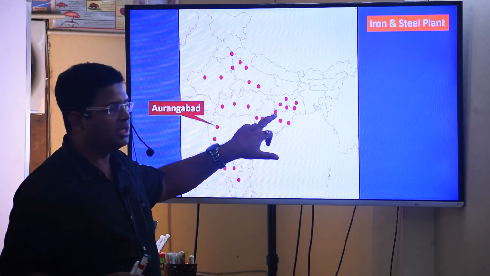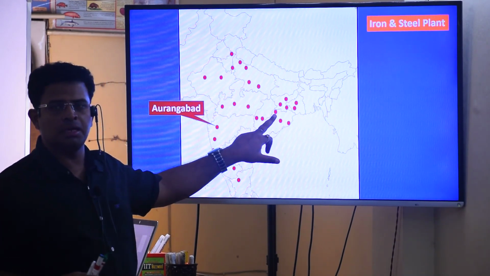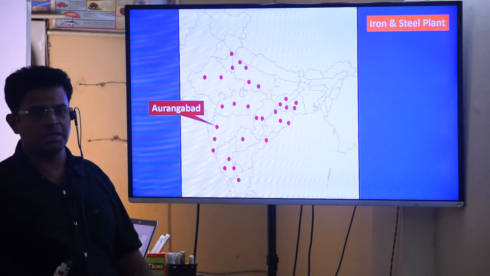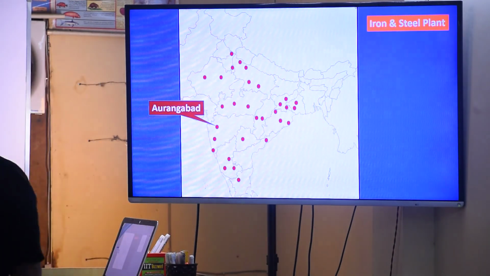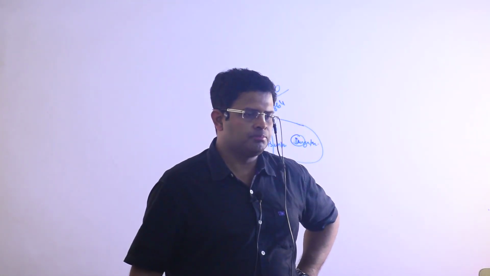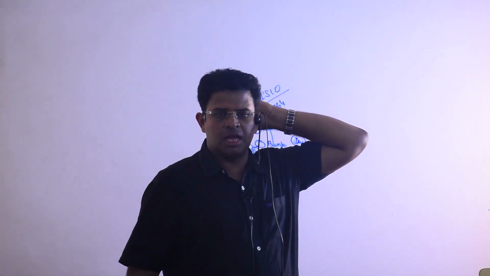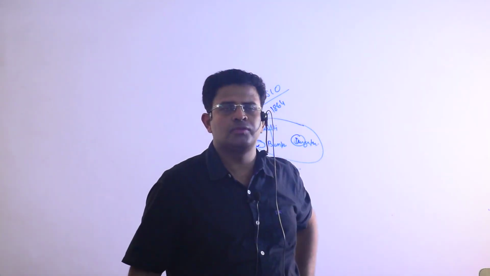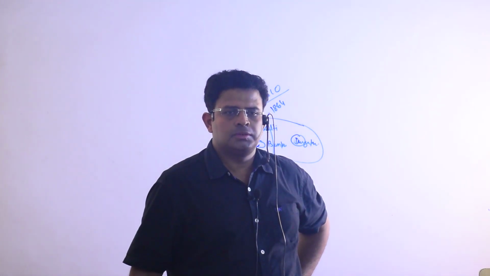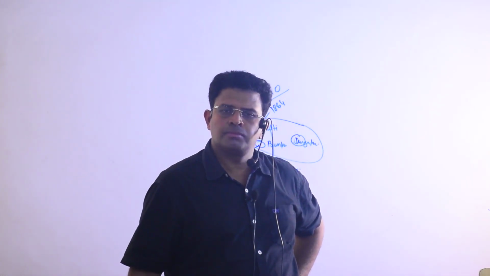Now this is the major integrated steel plant Rourkela in Sundargarh, where I showed manganese. Rourkela in 1958-59, and it is with the help of Germany.